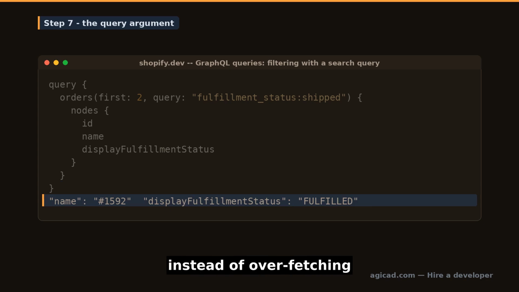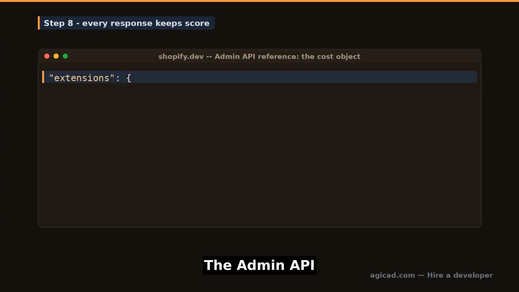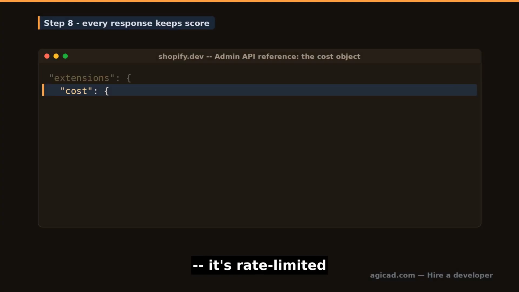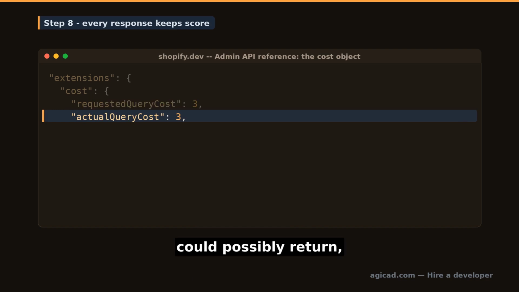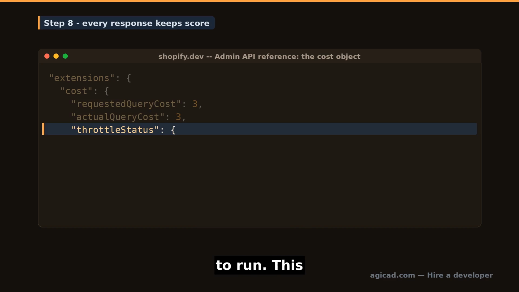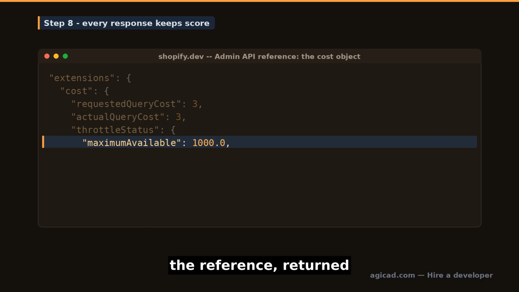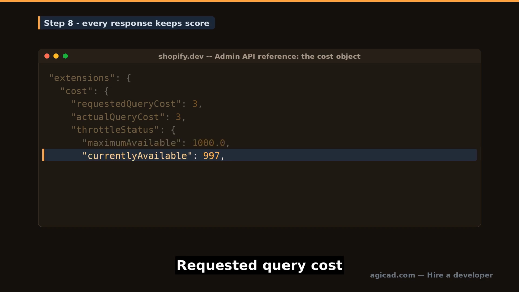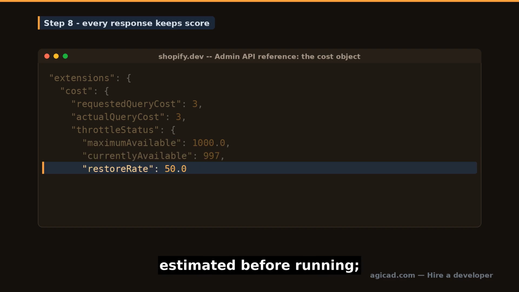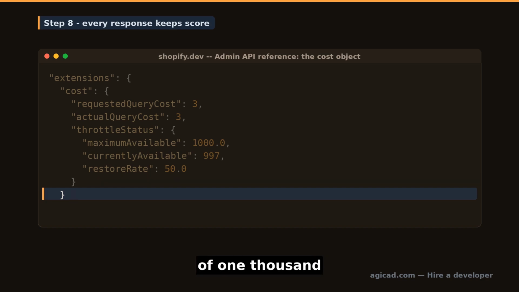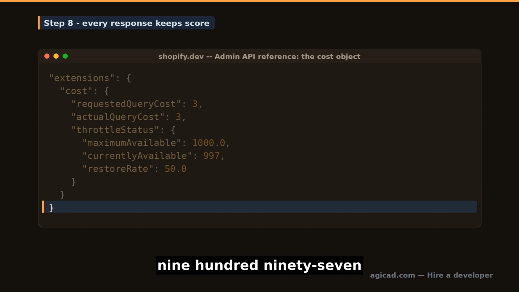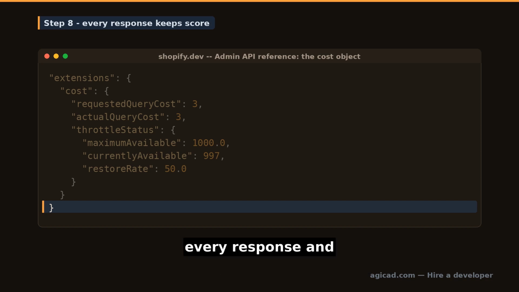The admin API is not rate limited by request count, it's rate limited by calculated query cost, measured in points. Each field costs points, and a query's total cost scales with how much it could possibly return, so more complex queries cost more to run. This is the real extensions block from the reference, returned on every response. Requested query cost is what Shopify estimated before running, actual query cost is what it truly consumed. Throttle status is your bucket, a maximum of 1,000 points available here, 997 currently remaining, refilling at 50 points per second. Read this object on every response and you always know exactly how close you are to the ceiling. No guessing, no waiting for failures.